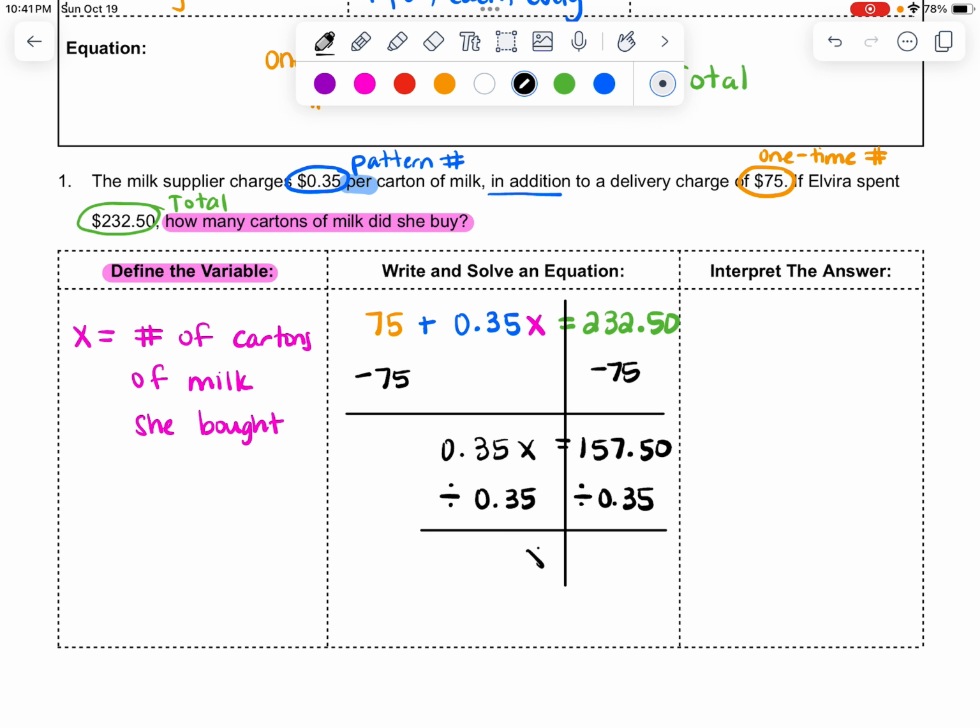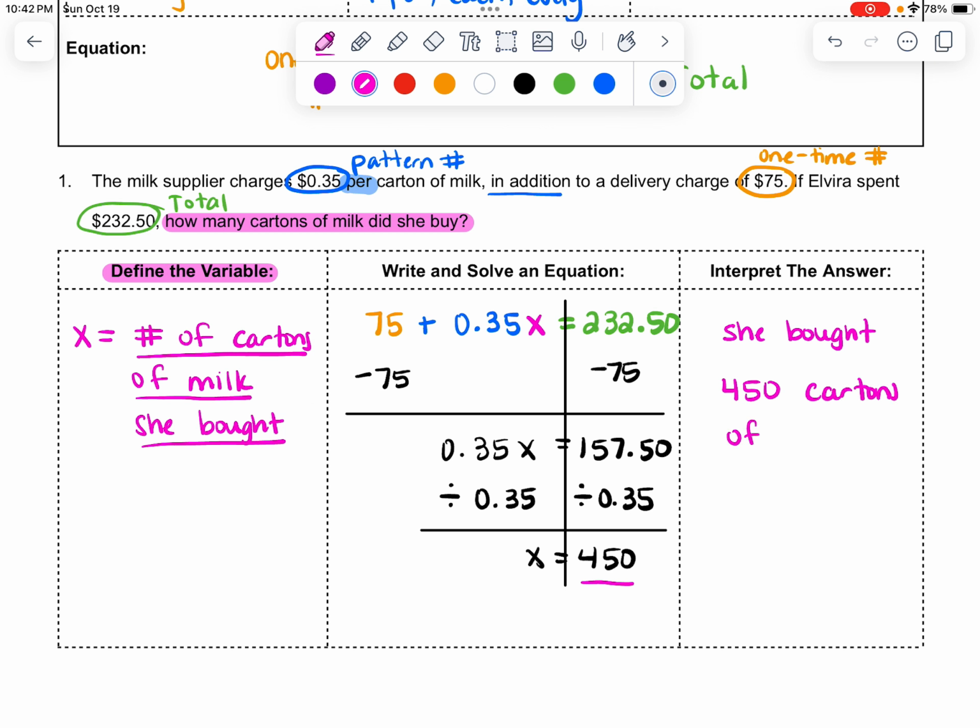Which means that I get x equals 450. Now the last thing that I'm going to ask you to do is to interpret this answer, which basically means tell me 450 what? To do this, I'm going to go back to my variable. This variable was telling me the number of cartons of milk she bought. So I'm just going to say she bought, and now I know the answer, 450 cartons of milk.